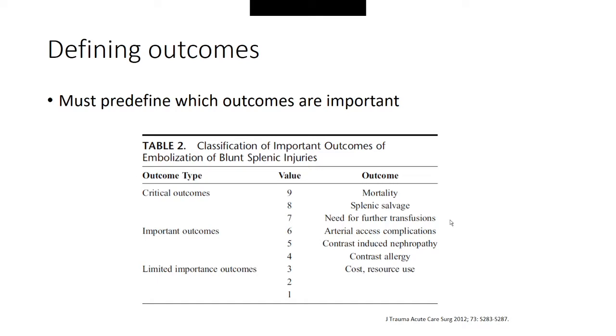So for blunt splenic injuries, it was deemed that critical outcomes were mortality, splenic salvage, and need for further transfusions. Important outcomes had a value of 4 to 6. Important outcomes were contrast allergy, contrast-induced nephropathy, and arterial access complications. And one that was thought to be of limited importance was cost and resource use. So we define which outcomes are important before we start our literature search.